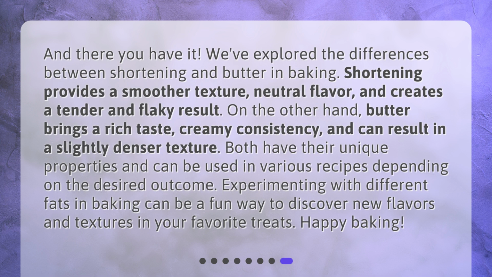And there you have it. We've explored the differences between shortening and butter in baking. Shortening provides a smoother texture, neutral flavor, and creates a tender and flaky result. On the other hand, butter brings a rich taste, creamy consistency, and can result in a slightly denser texture. Both have their unique properties and can be used in various recipes depending on the desired outcome.